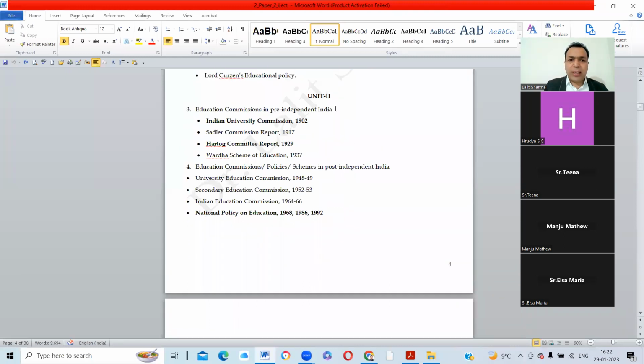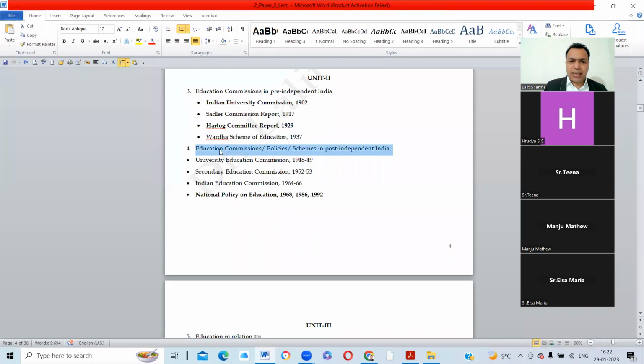See the unit 2. In unit 2, there are some commissions: Indian Universities Commission 1902, Sadler Commission, Hartog Committee Report, Wardha Scheme of Education. Okay, ये गांधी जी की scheme थी. Wardha Scheme of Education, called the Nai Talim. Okay, we'll discuss today. And the fourth chapter is again Education Commission policies post-independence.